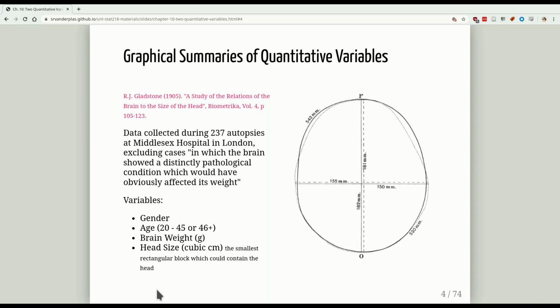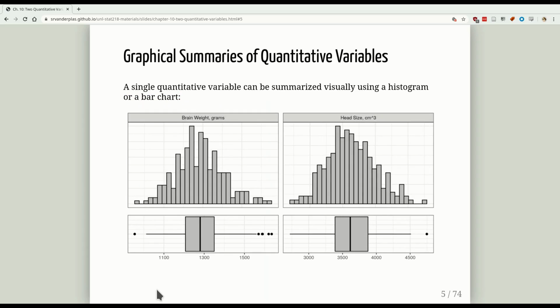Alright, and you can see the measurements that they took. Basically, they took the length, the width, and the depth of the head and used that to compute the rectangular volume of the head for head size. Along with the brain weight and head size, we also have a little bit of information about the gender and roughly the age category that the person fell into. But we're not going to really work with that so much.